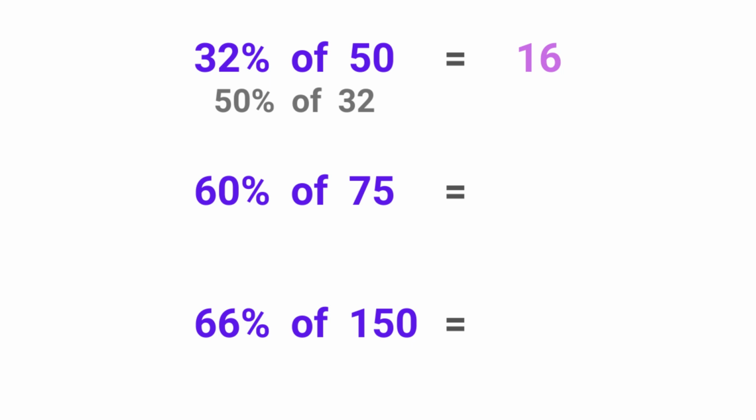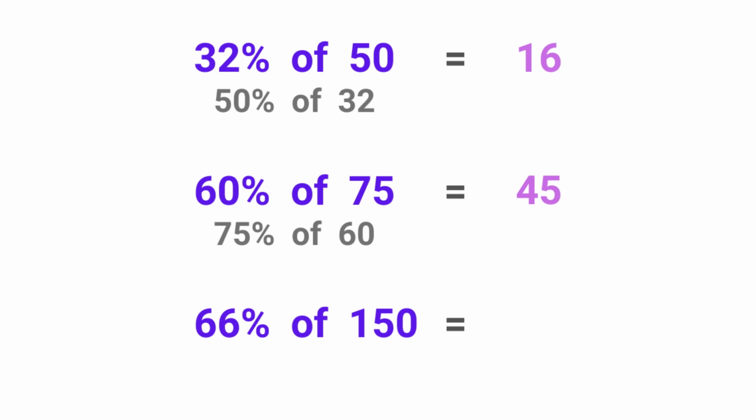Okay, the next question. 60% of 75. Let's flip this around. 75% of 60. 75% means 3 quarters. So what's a quarter of 60? It's 15, right? So 3 quarters of 60 is 3 times 15. So the answer is 45.